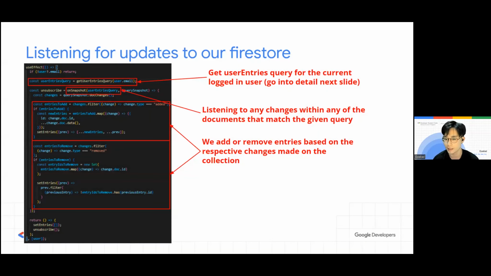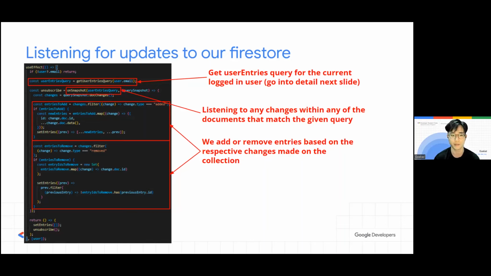Then here is a bit tricky, but this is more or less where the magic happens. In the first line, we have get user entries query. Just ignore the underlying logic for now. Just assume that get user entries query gets all the references of a particular user's diary entries. This query just says, Firebase, give me all the references for this particular user.